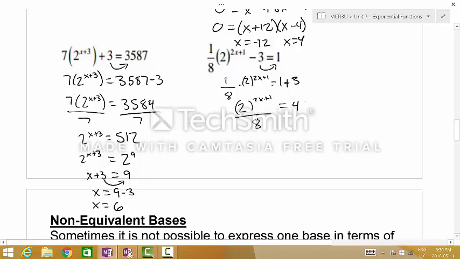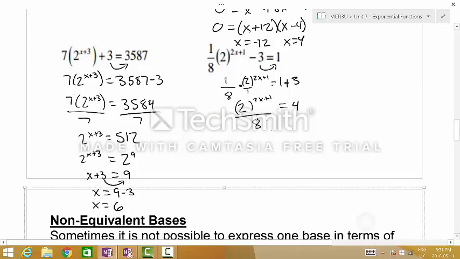Now what I did was I made that 1 over 8, and I separated it a little bit with that dot, that multiplication sign, just to show how I got that. I multiplied a fraction by a fraction. We do the top times top, so 1 times 2 to the x plus 1 gives us that 2 to the power of 2x plus 1 on top. On the bottom we have 8 times 1, which gives us the 8 on the bottom.